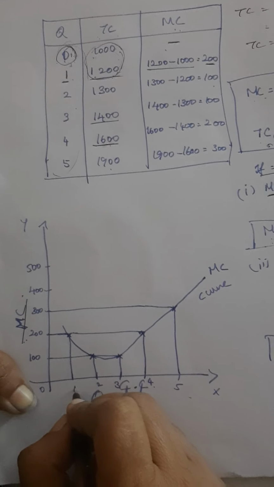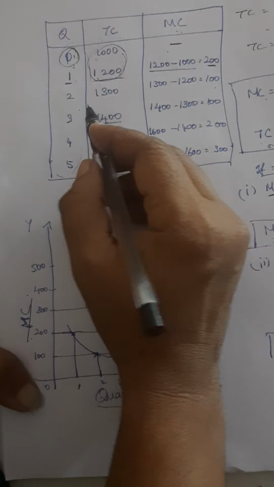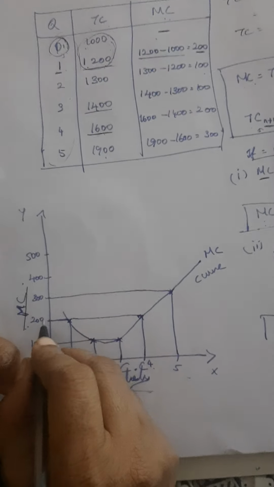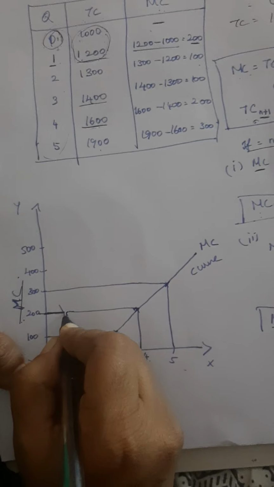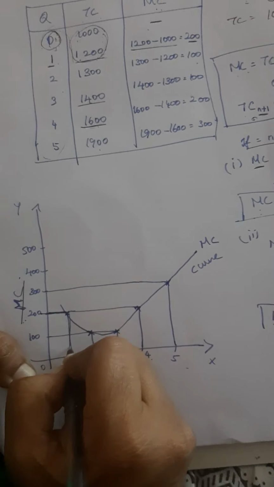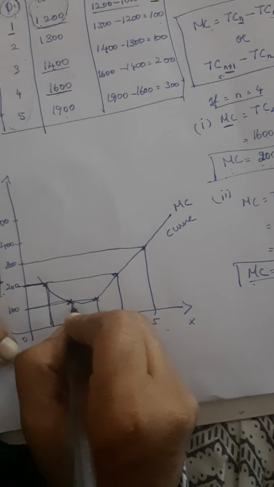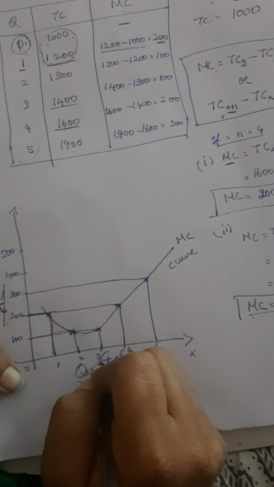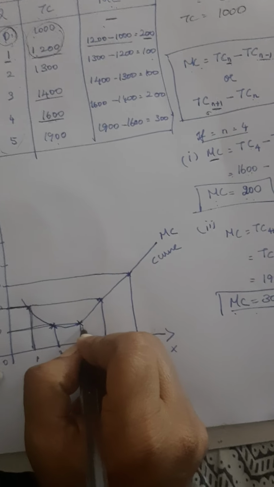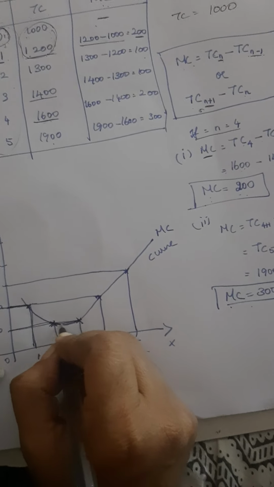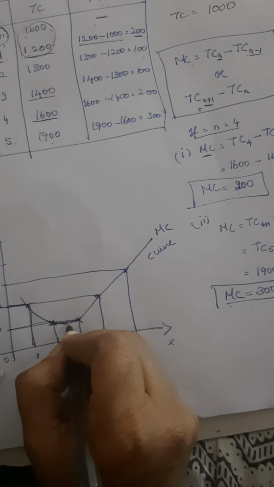In this one, when you are giving the one product, what is the marginal cost there? 200. When you are giving that one, the marginal cost is 200. When you are giving the 2nd unit, the marginal cost is 100. Okay, when you are giving the 3rd unit, the marginal cost is the same, 100. At this point, the marginal cost is stable. There is no change in this one.